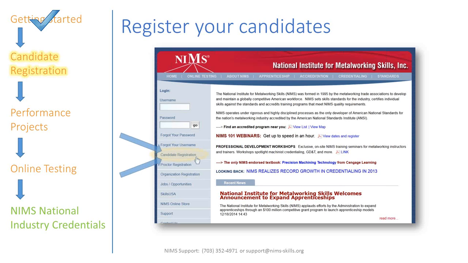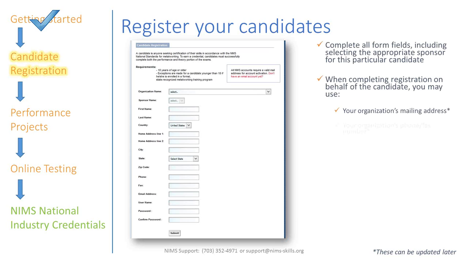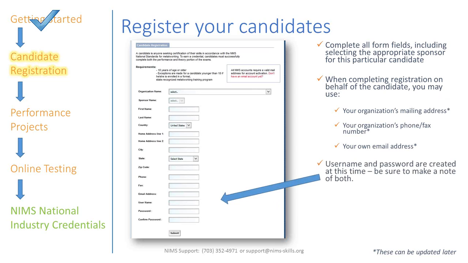Start by going to the NIMS website and then click Candidate Registration. On the candidate registration form, you will complete all fields to reflect the contact information of the candidate you are registering. If you do not have the candidate's home address, phone, or email, you may enter the address or phone number of your organization. You may also enter your own email address. A username and password will be established at this time, so do make a note of those. When complete, click Submit.